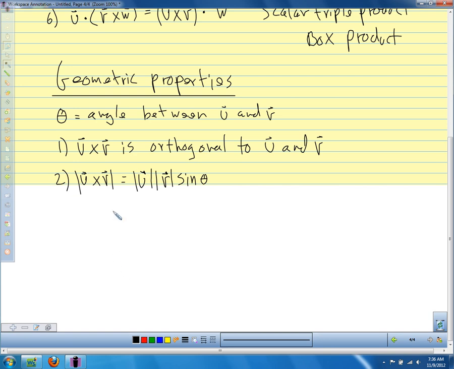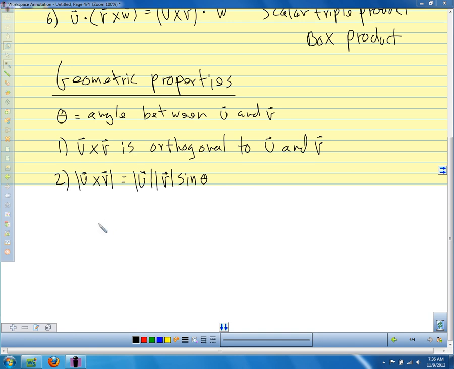And we could do a similar proof to the one we did right at the beginning, for the sum and difference formula for the sine of the angle, using our definitions of the cross product.